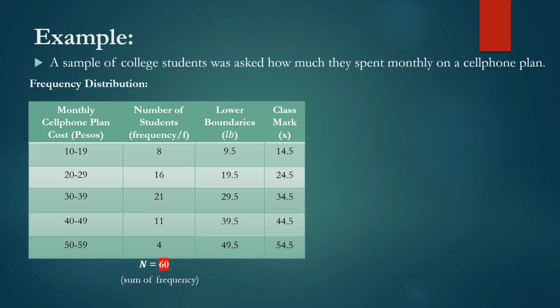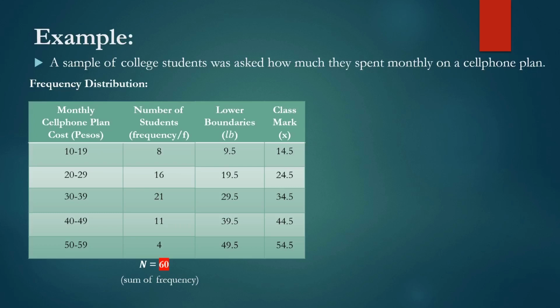Let's look again at the monthly cell phone plan cost. We are going to add the lower limit and the higher limit, then divide it by 2. So, 10 plus 19 is equal to 29, divided by 2 is 14.5. 20 plus 29 is 49, divided by 2 is 24.5. 30 plus 39 is equal to 69, divided by 2 is 34.5. 40 plus 49 is equal to 89, divided by 2 is 44.5. And 50 plus 59 is equal to 109, divided by 2 is 54.5.